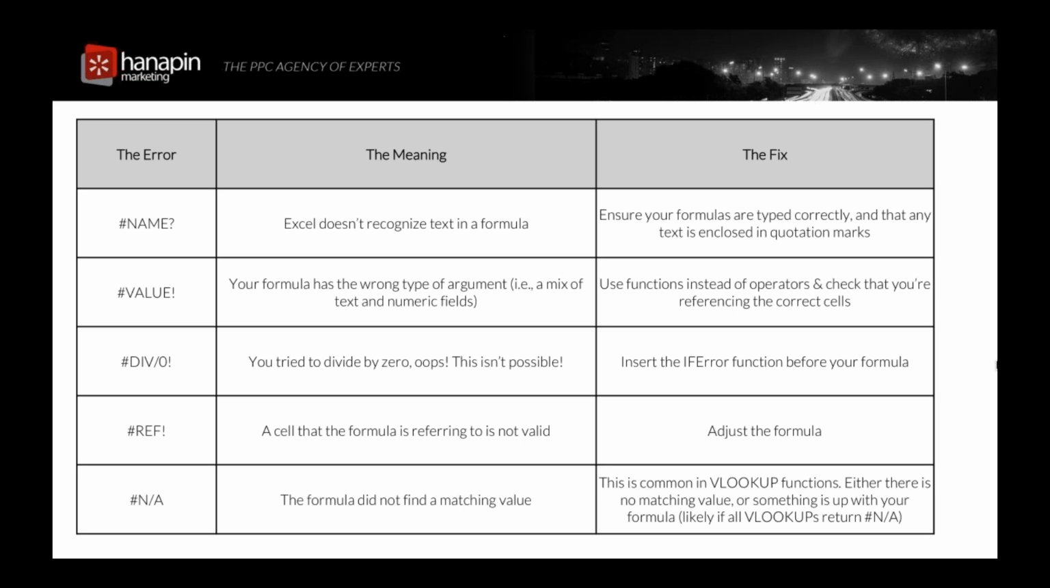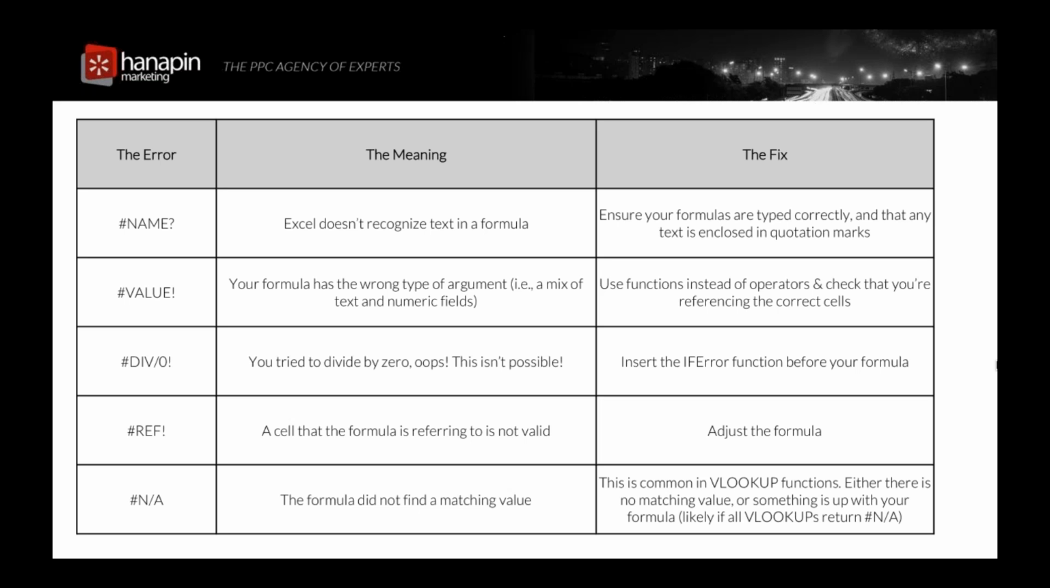And the reference error. So a cell that the formula is referring to is not valid. This happens a lot if you've got a bunch of columns, you type in a formula, and then, whoops, you deleted a column that formula was referencing. Once you delete that column, Excel doesn't really know what to do, so it gives you this reference error. So after you delete that column, just go ahead and readjust your formula.